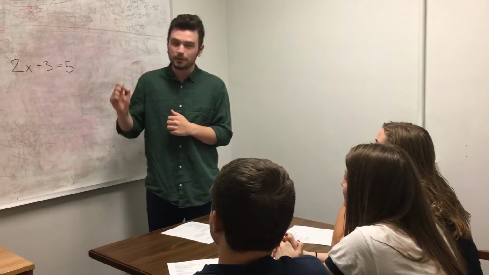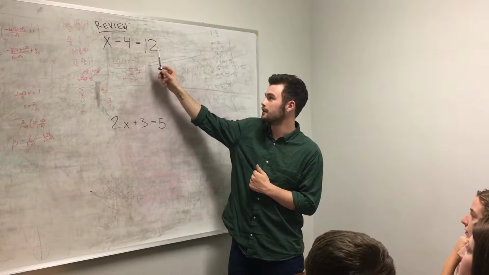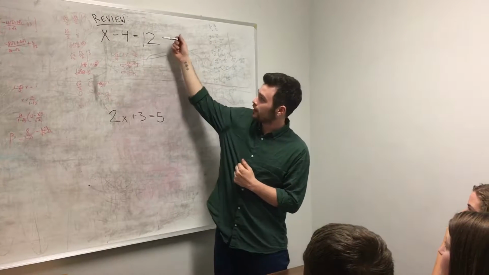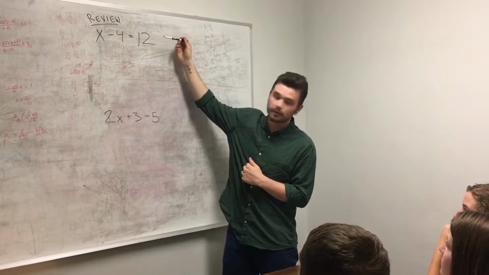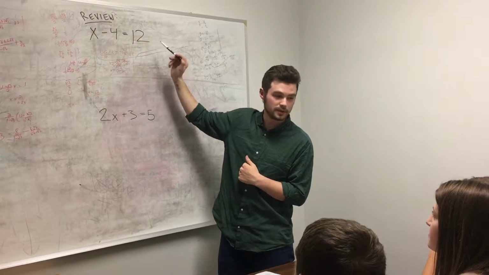So today we're going to be moving on from what we learned about last class, which was single-step equations, and move on to two-step equations. So here I have an example of one of the single-step equations from last class. We have x minus 4 equals 12.